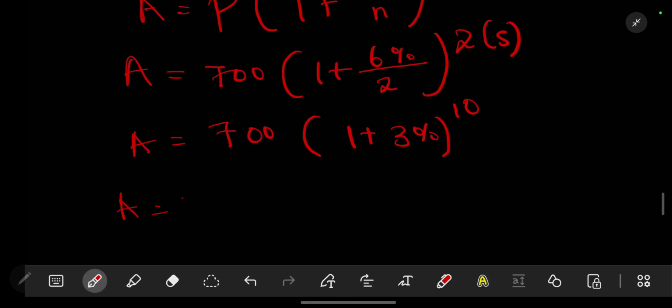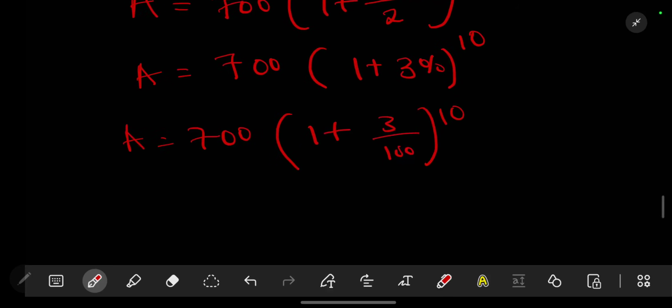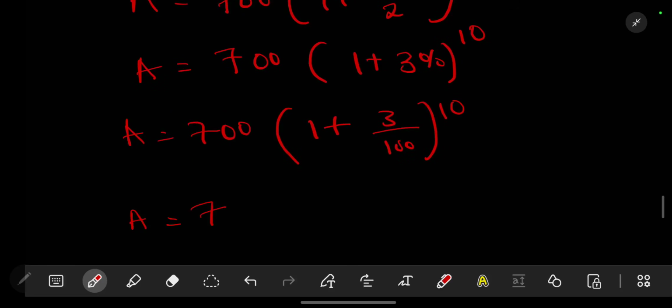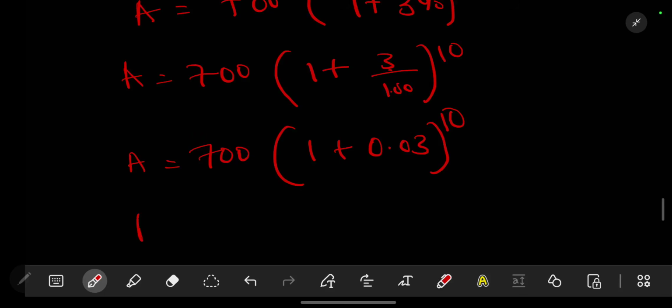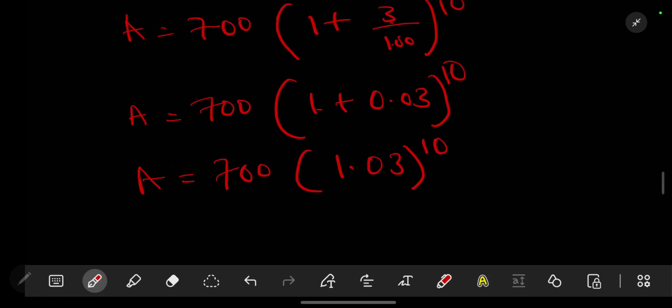So we are going to have A equal to 700 times (1 + 3%, which is 3 over 100) to the power 10. So A equals 700 times (1 + 3 divided by 100, which is 0.03) to the power of 10. Then 1 plus 0.03 is 1.03, so A equals 700 times 1.03 to the power of 10.